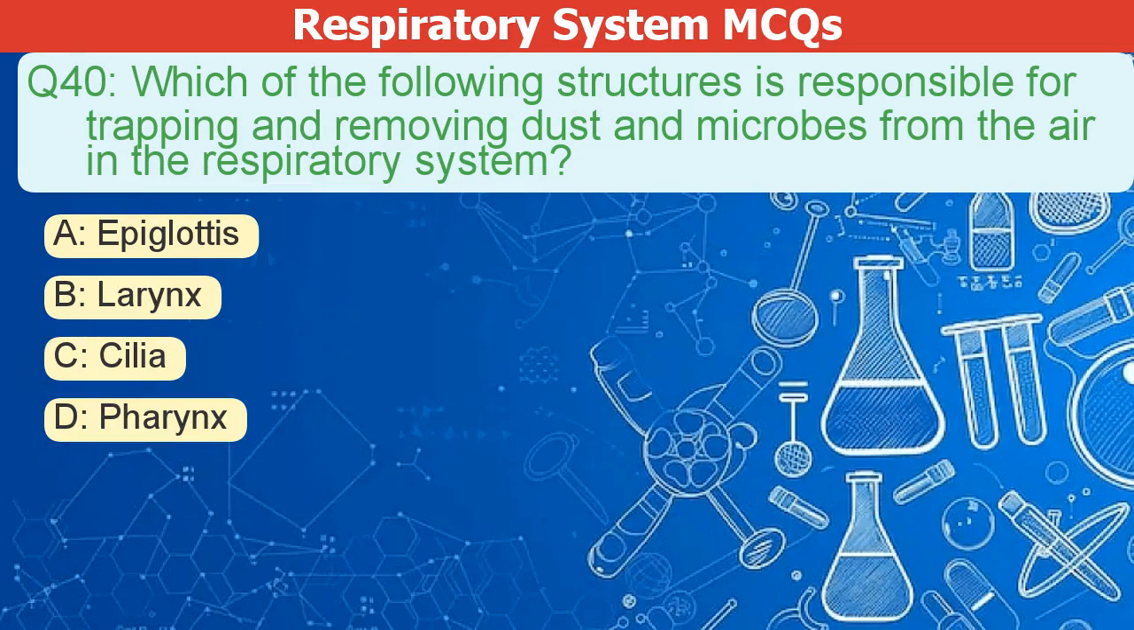Which of the following structures is responsible for trapping and removing dust and microbes from the air in the respiratory system? A. Epiglottis. B. Larynx. C. Cilia. D. Pharynx.